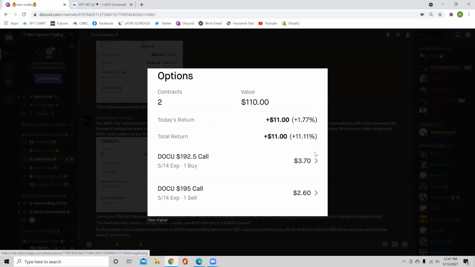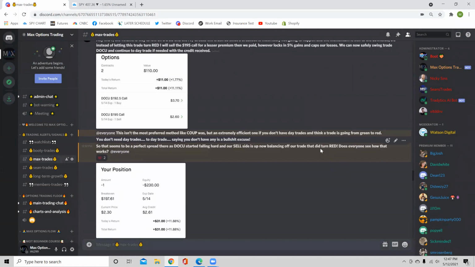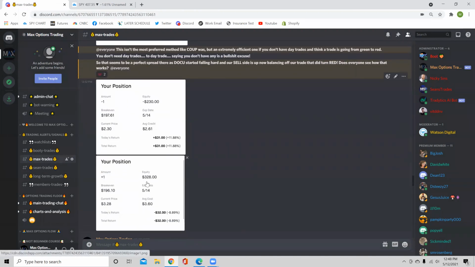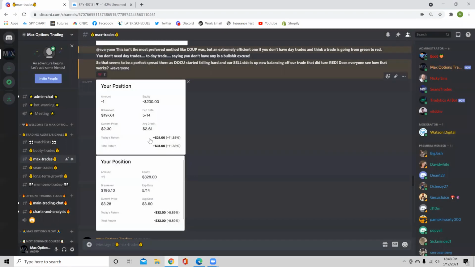Now it locked me in right here at this 11% gain, and the stock continued to fall. So I made the correct assumption saying that volume was low. Coop was the most preferred method because our sell was higher than our buy, but you don't need day trades. It's bullshit. If we take a look here, you'll see that the play that I originally opened was down 8% now. So it had dropped from 5% up all the way to 8%. That's another 13.8% it dropped when I turned it into a ghetto spread.